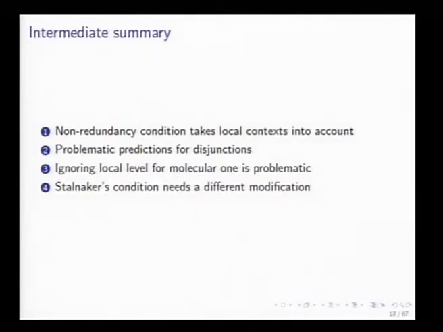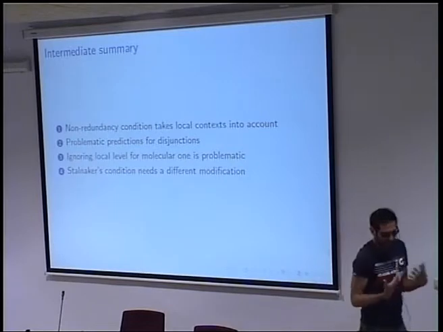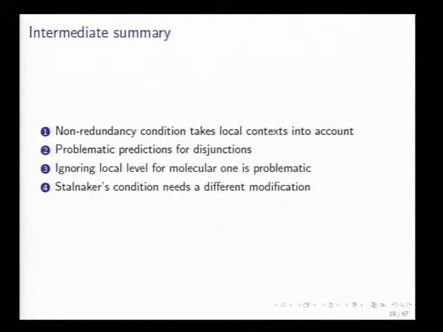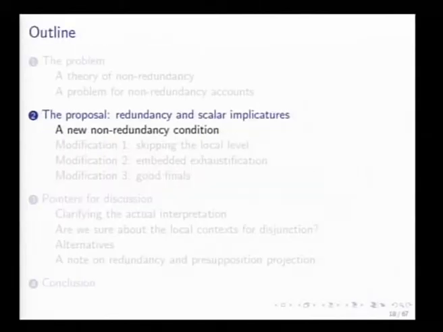So as an intermediate summary, we saw at the beginning there are data that requires the non-redundancy condition to take local context into account, but this creates a problem for the disjunction cases that we've seen. Gennaro's proposal to ignore the local level for the molecular one is problematic, we saw. So we think Stalnaker's condition needs a different modification, and this is what I'm going to tell you now.